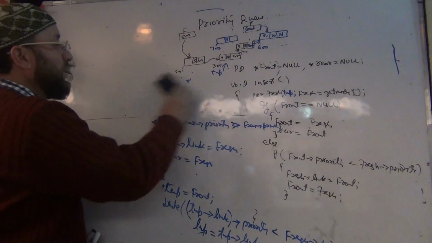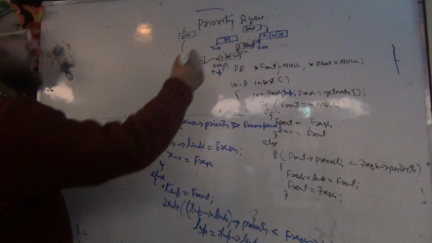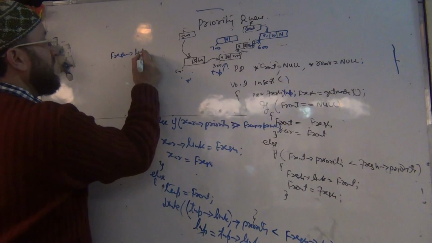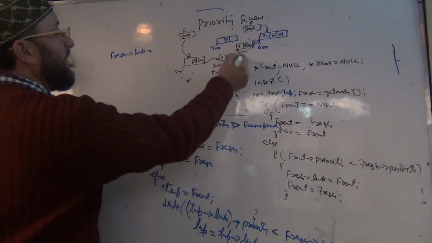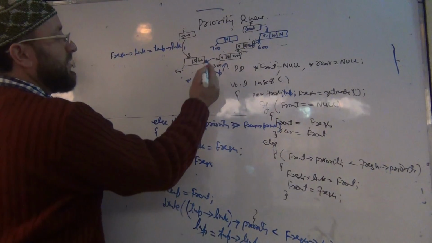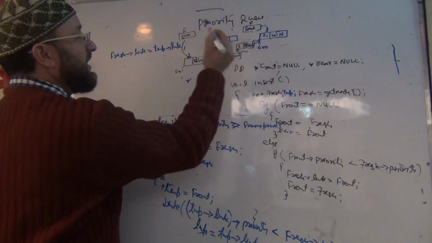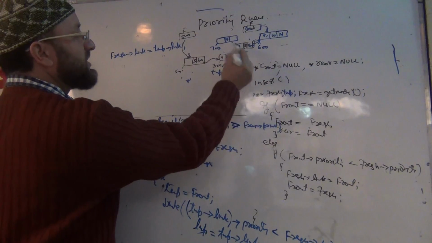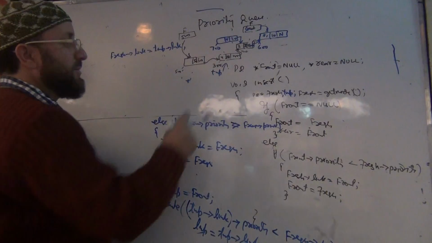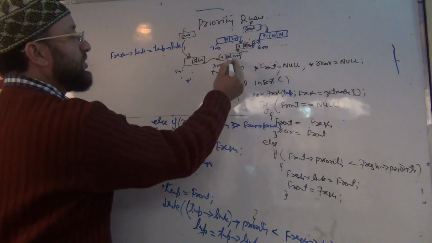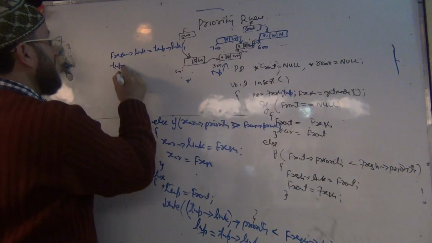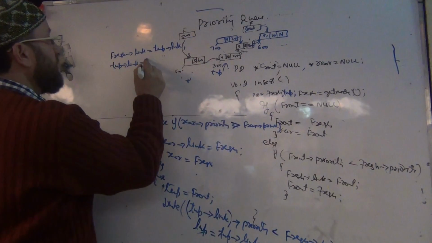After getting out of the while loop, what should I do? My fresh. I will say fresh arrow link is equal to temp arrow link. Yes, sir. The fresh arrow link, that is this link, will get temp arrow link, that is 200, its address. So it is pointing to this now. But this should not point to this anymore, rather it should point to this. How? Temp arrow link is equal to fresh value.